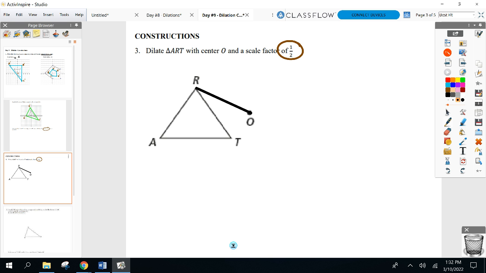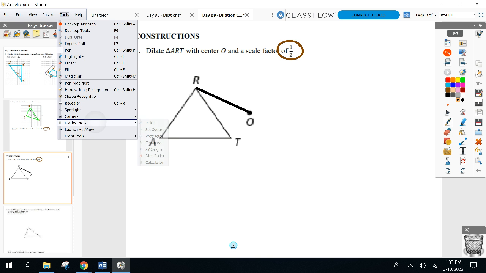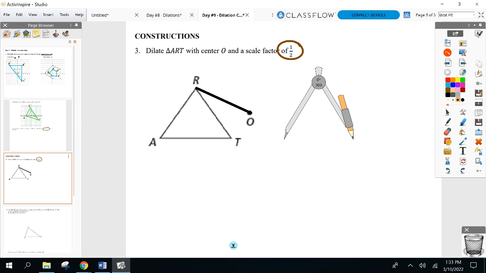Anybody remember using this bad boy? Probably first unit, I think. How to find the halfway point of a line segment using your compass. Remember that one way back in the day? I know it's been a while. Don't you put it on one of the endpoints? And then you open it up to whatever. No, we don't open it up to whatever. Okay, bigger than half. Thank you. That's the important part.